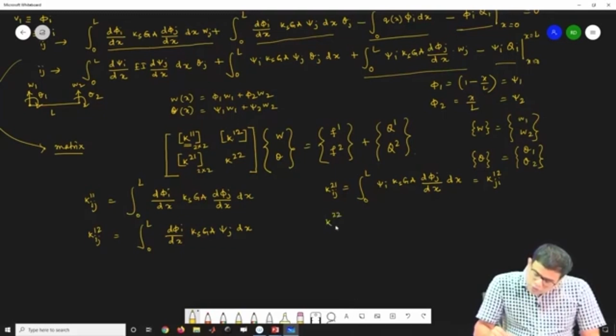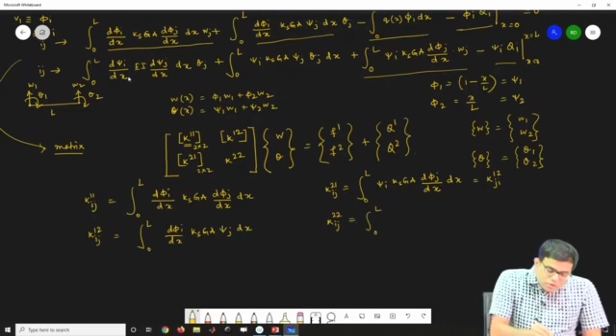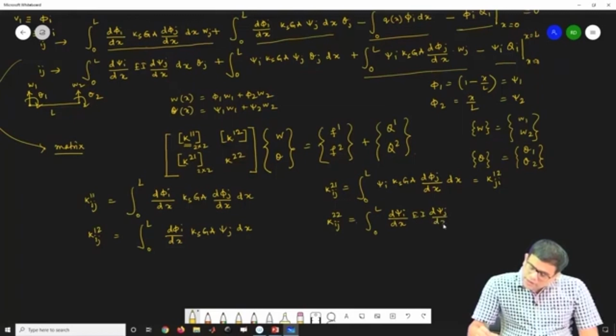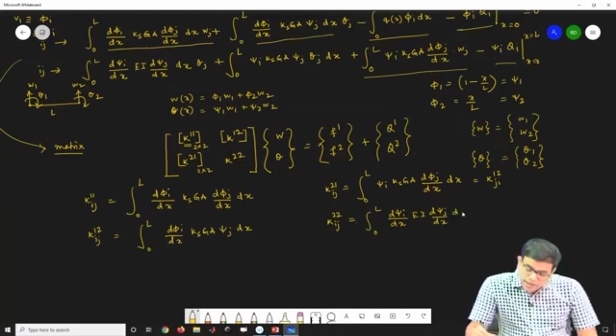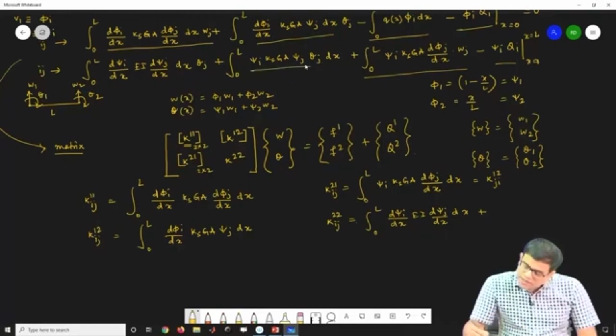So K22 Ij will have your integral 0 to L. So this term will be there, d psi i by dx into d psi j by dx, plus this term will also be there, because this is also a theta j term.